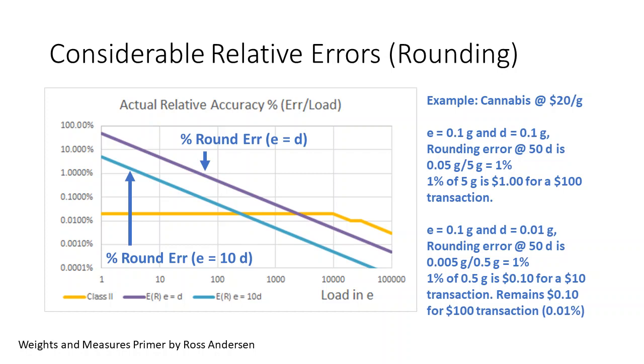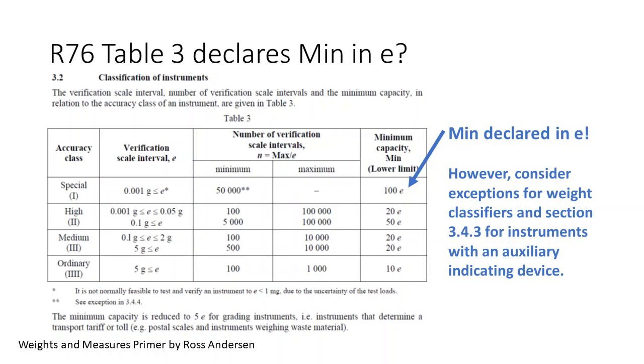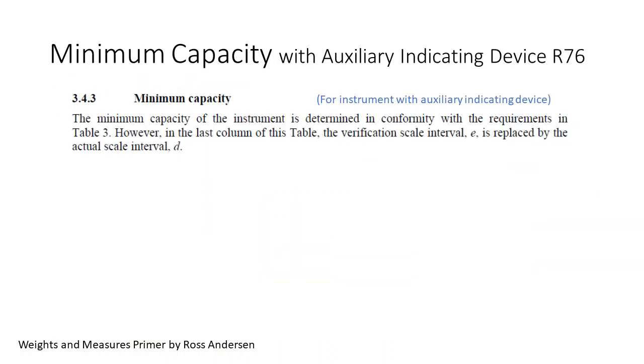Some may still be unconvinced. They will point to R76 Table 3 and show that the min is specified in E, but did they read critically? There are two exceptions to the table. The first exception is beneath the table and creates a special 5E min for weight classifiers, what R76 calls a grading instrument. This is related to the roundup. The other exception is found in 3.4.3. Note all of these are in the metrological requirements or closest to Handbook 44 notes.